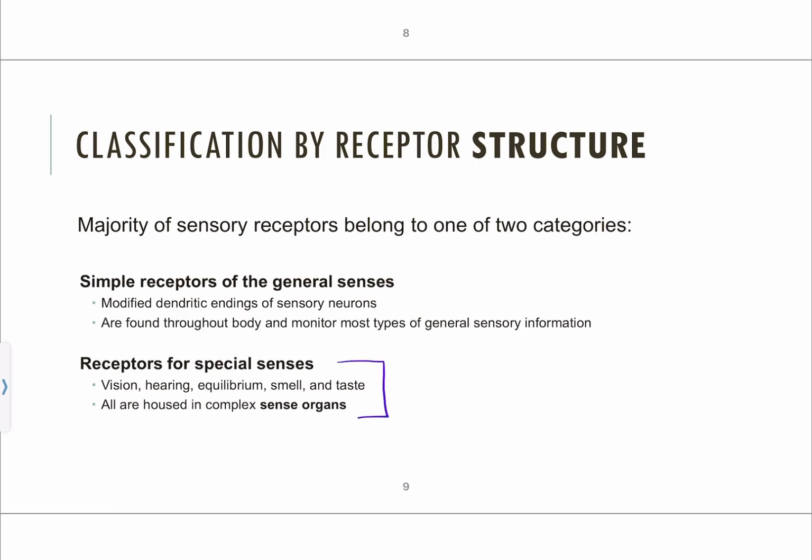We do not cover this at all. This is covered in chapter 15. So you don't have to worry about that, other than that there are receptors that are specific for these sense organs. What we're going to talk about in this chapter are the simple receptors for our general senses. And basically, they have modified dendritic endings of these sensory neurons. So maybe if you remember from looking at the integumentary system, we saw some Meissner or Pacinian corpuscles. Those are types of receptors that can sense different things like pressure and vibration. So that's what we're going to focus on in this chapter.